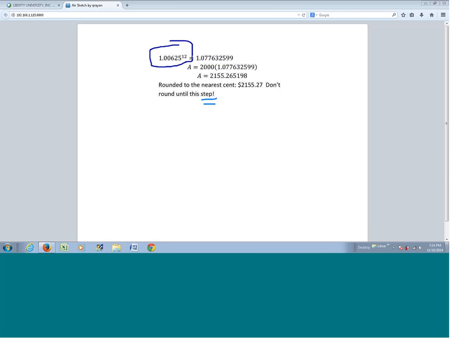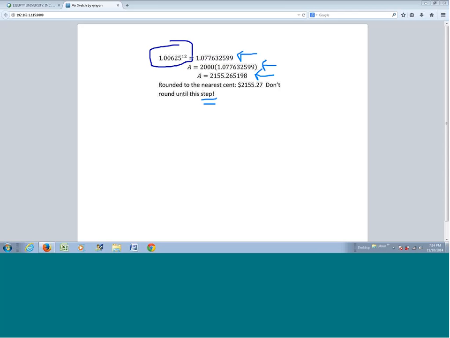So I have my 1.00625 to the 12th, and that gives me this number, which I then put into the formula. So now it's 2,000 times that big number, which gives me this on my calculator screen, and now I'm allowed to round to the nearest cent.